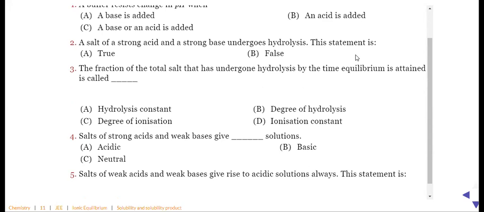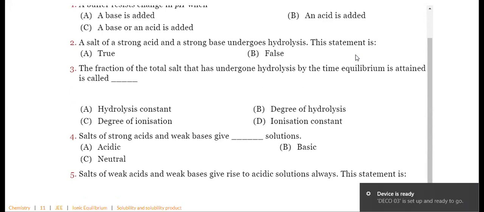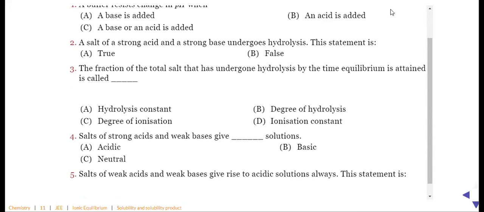Question number 2. A salt of strong acid and strong base undergoes hydrolysis. This statement is true or false? Yes, very good. Most of you are saying the correct answer.